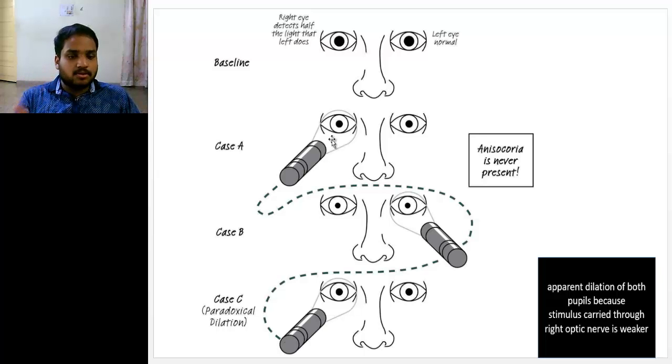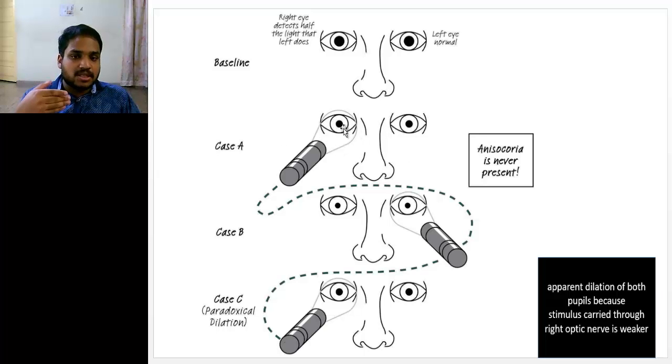Since there is only incomplete damage, the pupillary pathway is intact. So there would be a direct reflex as well as a consensual light reflex. The pupil will constrict. Now you are immediately showing the torch to the left eye. Now what happens in the left eye? Once you show the torch in the left eye, even more impulses are going, right? In the right eye there is slight incomplete damage of the optic nerve, and the left eye is normal. So you can say that double the stimulus is going through the left eye. As a result, the constriction will be more compared to when you are showing the light in the right eye.